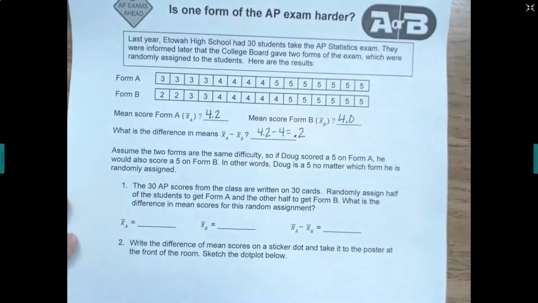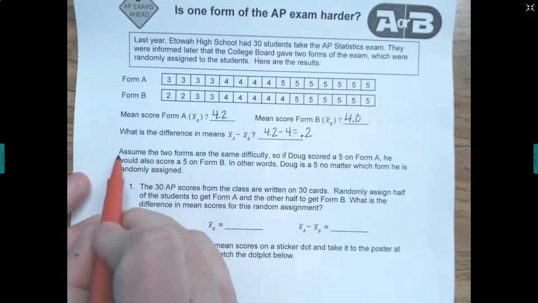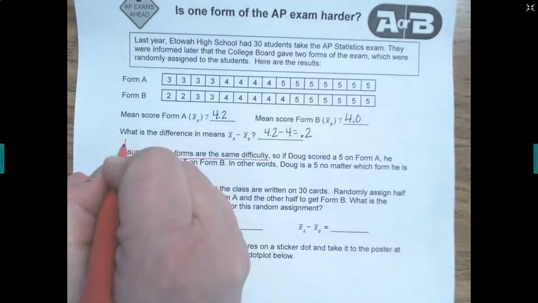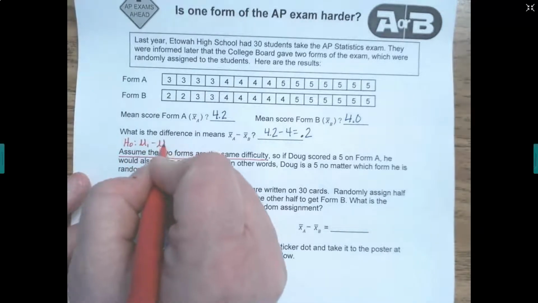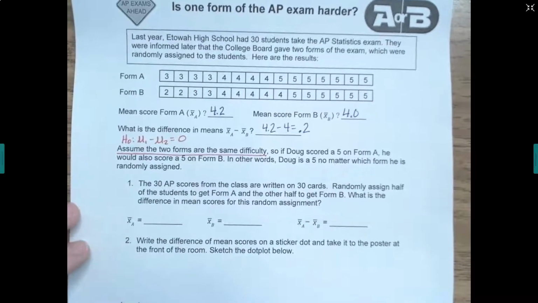So assuming the two forms are the same difficulty, that should sound familiar because that's really saying our null hypothesis. That's really saying mean 1 minus mean 2 will equal 0, assuming that they have the same difficulty. So if Doug scored a 5 on Form A, he would also score a 5 on Form B. In other words, Doug is a 5 no matter which form he is randomly assigned.